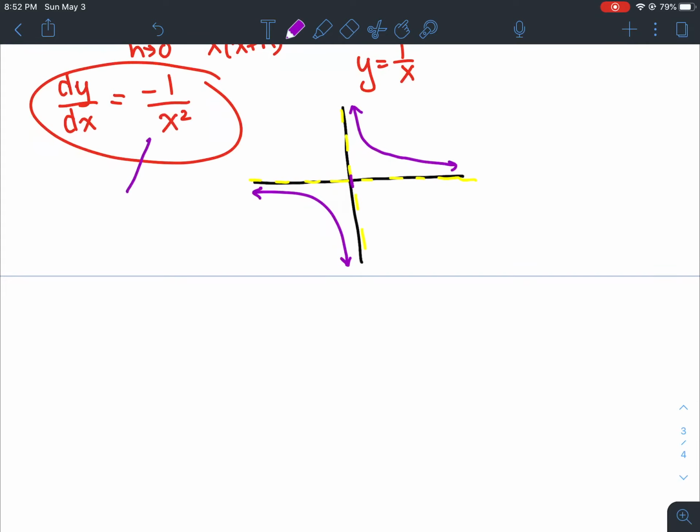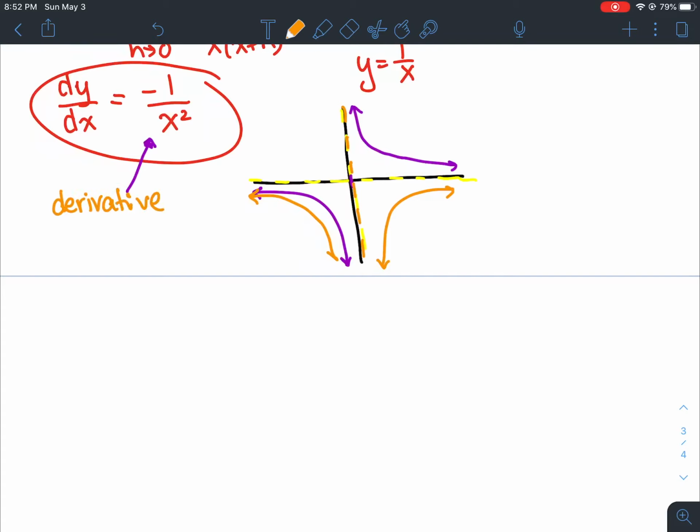So what you'll notice about the derivative is, if you were to graph the derivative, negative 1 over x squared, I believe it's going to look something like this. I'm sorry if I'm wrong, but I think it's going to look something like that. I definitely know it's going to have an asymptote at x equals 0, because if I subbed 0 in for x, I would get an undefined answer there.